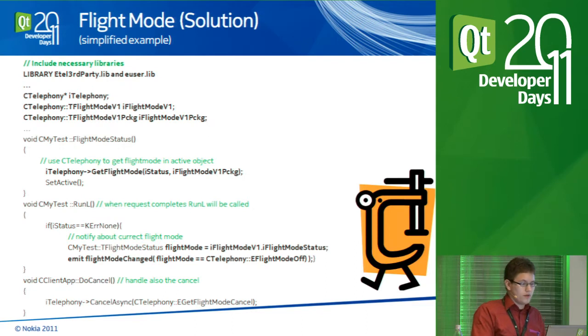And for the flight mode, the solution is yet again to use native Symbian code, and include the necessary libraries. The Etel third-party lib is very useful for this telephony-related stuff. Then create the CTelephony object and ask for the flight mode. Of course, you also have to implement a little active object. And when the active object completes in RunL, you can read the flight mode status from the flight mode V1 package. In this example, it simply emits the flight mode status once the information arrives. And for Symbian code, it's also important to always remember to implement the cancel method.